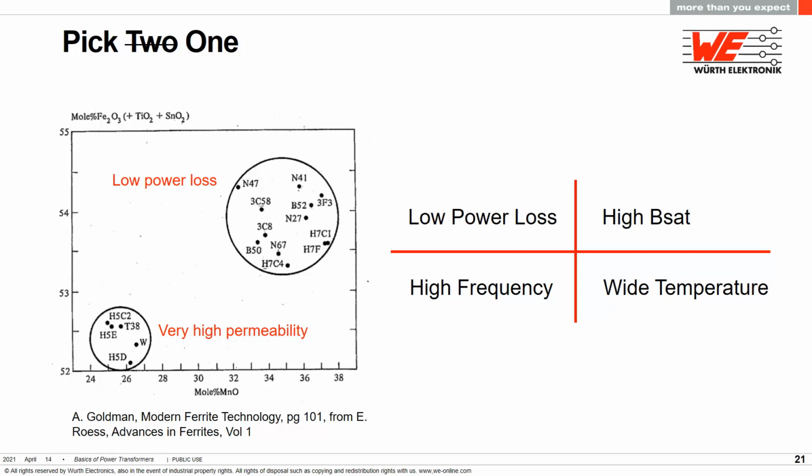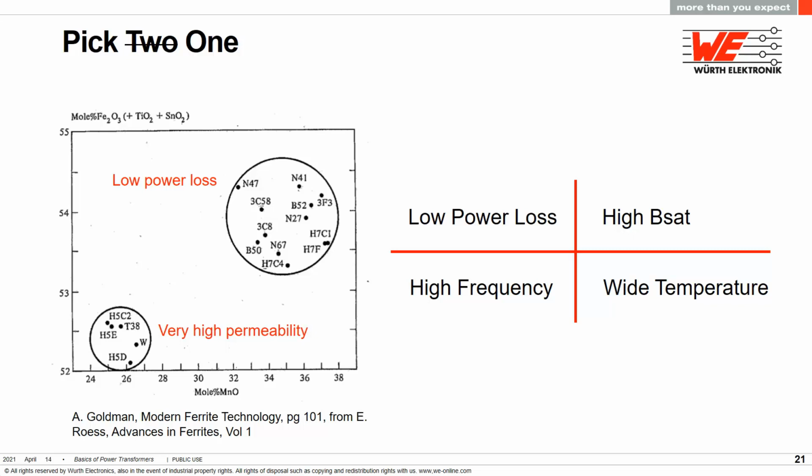On the left chart, the vertical axis is iron oxide and the horizontal axis is magnesium oxide, and the resulting materials are grouped into two categories: low power loss or very high permeability. You can't have both. On the right are the four main areas of material optimization. Moving to one quadrant means giving up some of the other properties of the other quadrants. This is because only incremental improvements can be made in materials.